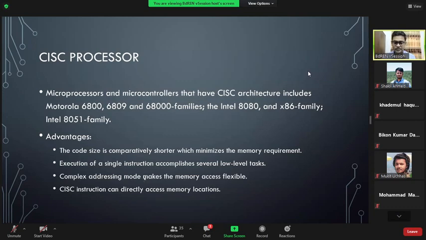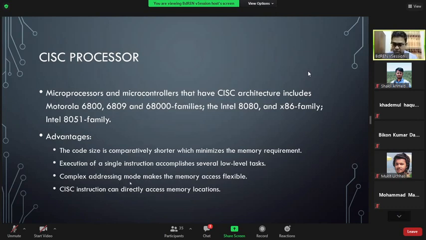Execution of a single instruction involves several low-level tasks. As I said, that 1 line of code is actually a combination of several other loads, which we don't need to write. The computer will understand and then execute them one by one. That's why it takes more time to execute one single line of CISC processor code, because 1 line of code is not just 1 line, it's actually a combination of others.